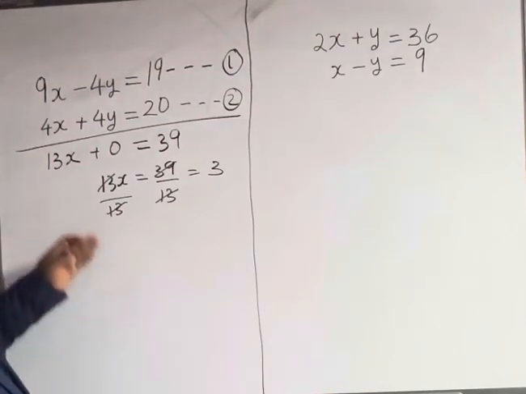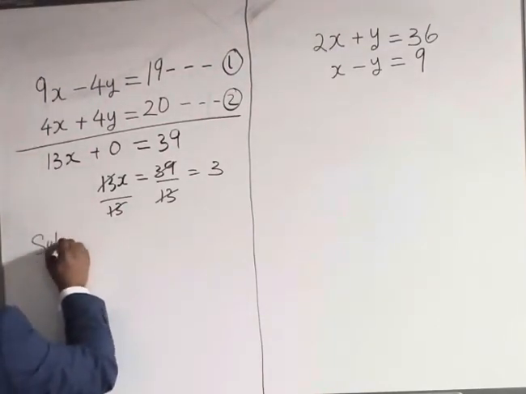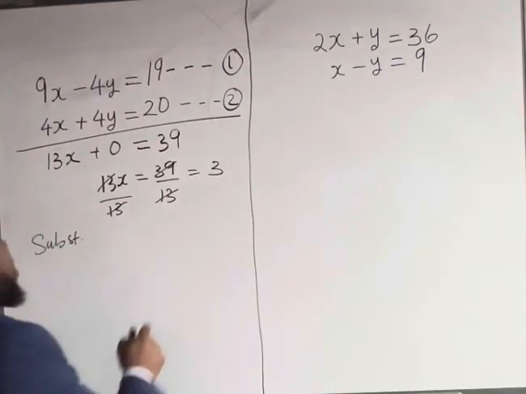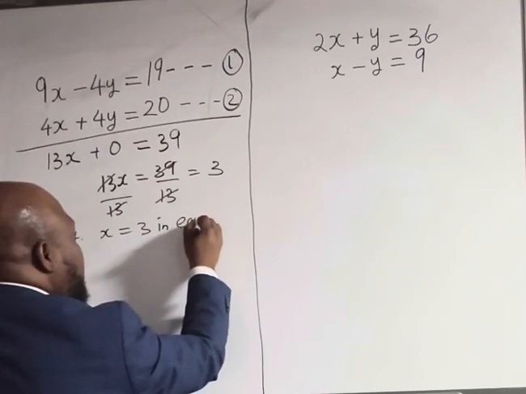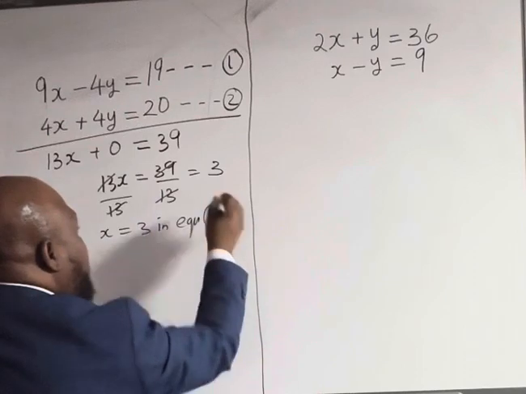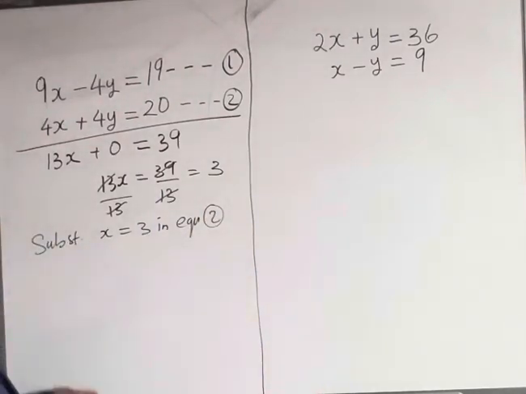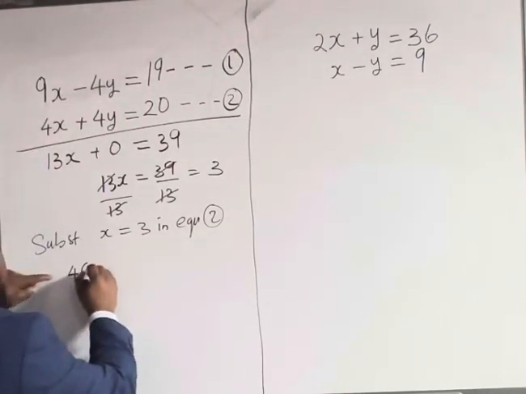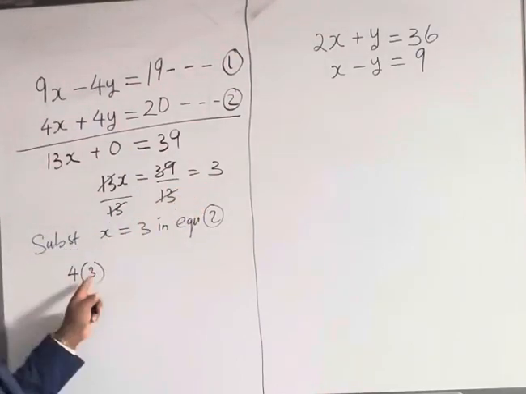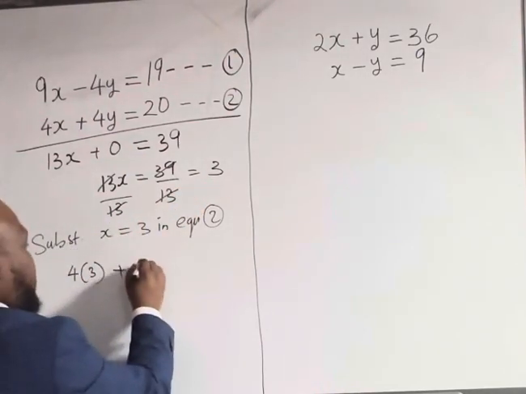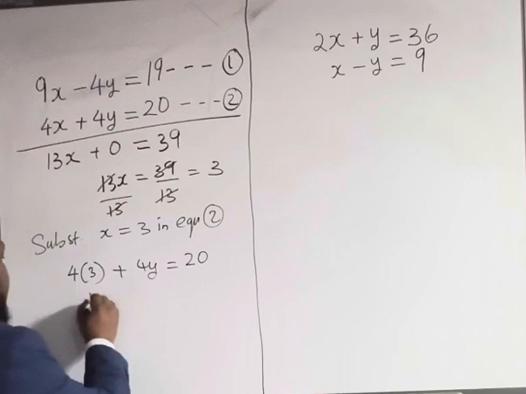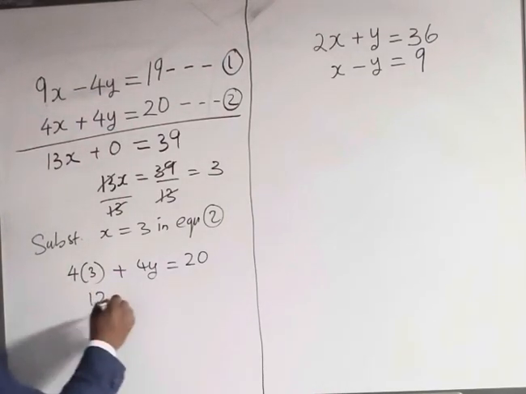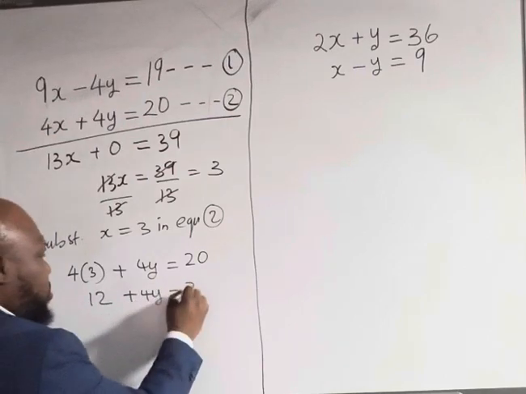Now, substitute x equals 3 in equation, let's say equation 2. You can still use 1. So if we do that, we have equation 2, which is 4 times x, and x is 3 now, plus 4y is equal to 20. So this will give us 12. 4 multiplied by 3 is 12, plus 4y is equal to 20.